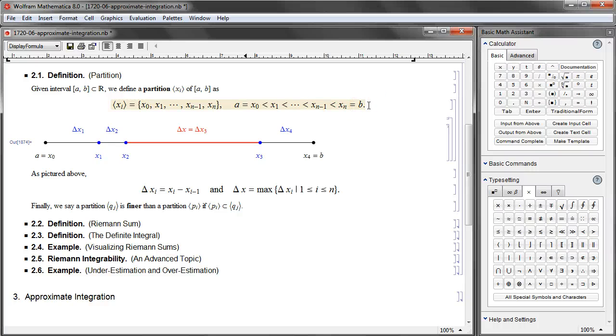Consequently, these n plus 1 numbers divide the original interval a to b into n pieces. In this particular case, 4 pieces because n is 4, and each subinterval has interval length delta xi, where delta xi is xi minus xi minus 1, and we denote the largest of the delta xi's as delta x, and that is called the size of the partition. Consequently, if delta x goes down to 0, then all delta xi's go down to 0.